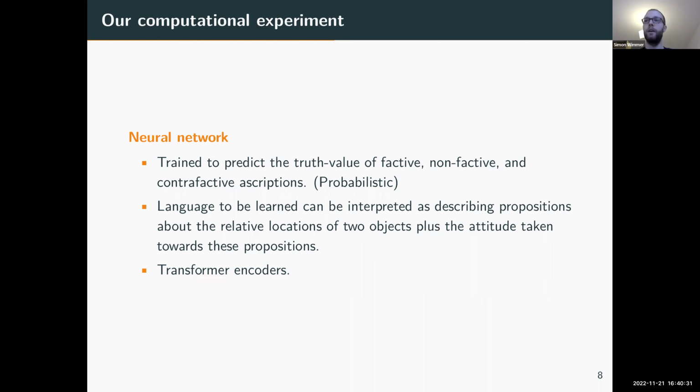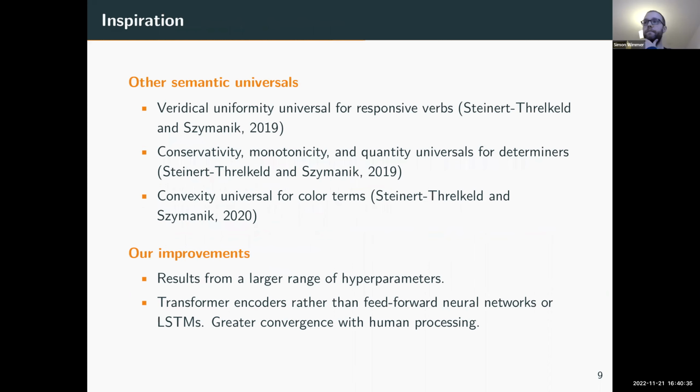is harder to learn. We've used transformer encoders for this, in part because transformer encoders show a greater convergence with human processing than other types of neural networks that have been used in similar literature, such as feed-forward neural networks or LSTMs. In addition, as opposed to other literature, we'll be reporting results from a larger range of hyperparameters. So we hope that our results prove to be quite robust in light of that.